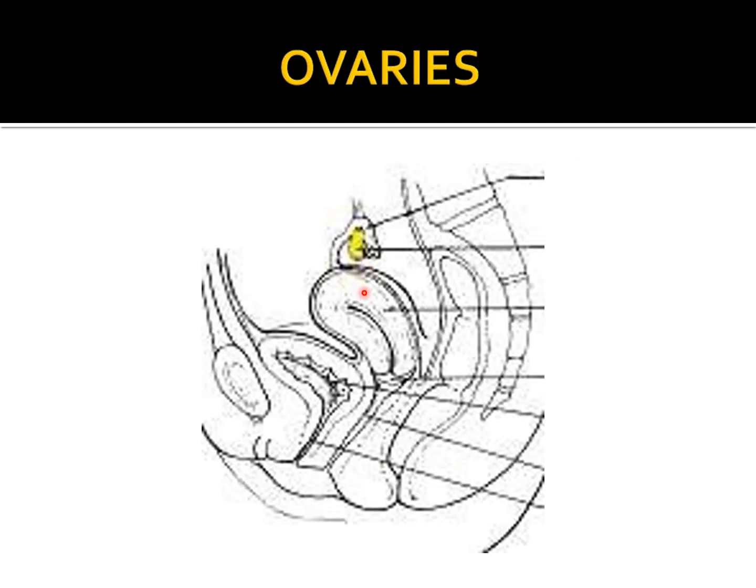See, this yellow colored structure is the ovary. It is very close to the fallopian tube, and when the ovum is released, the fimbriated end of the fallopian tube immediately catches the ovum, and it moves through the fallopian tube and comes to the uterus.